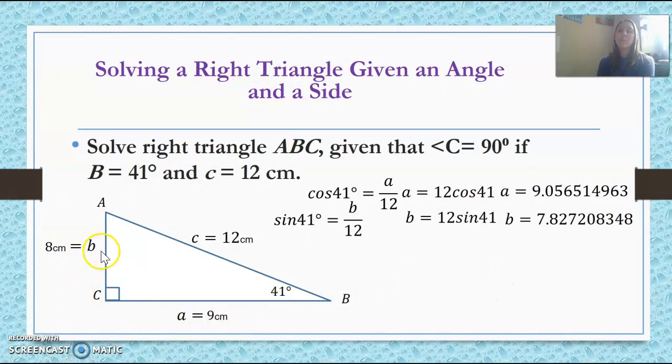Okay, so the last thing we need to find is this missing angle. So the way that I decided to do it was I decided to do 90 degrees minus 41, which gives me 49 degrees. All right.